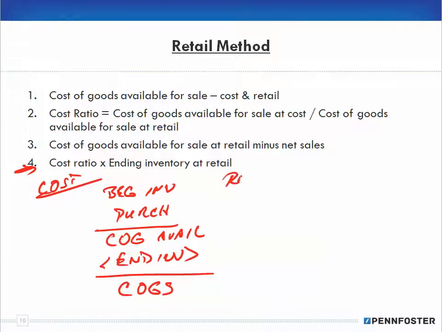Well, for retail, it's the same exact thing, except instead of considering things at cost, we're considering them at retail. Or my beginning inventory at retail, what I purchase at retail, my cost of goods available for sale at retail. So it's the same thing. It's not like you're learning something new here.